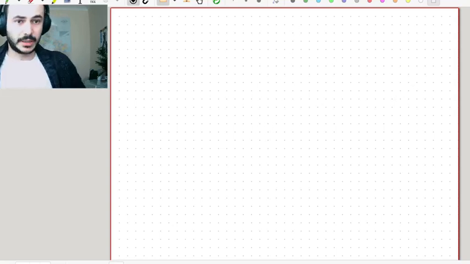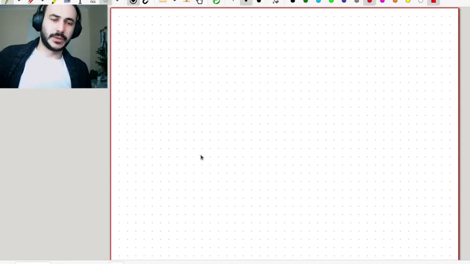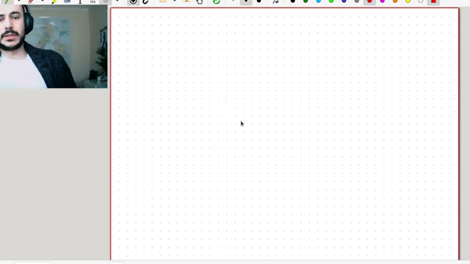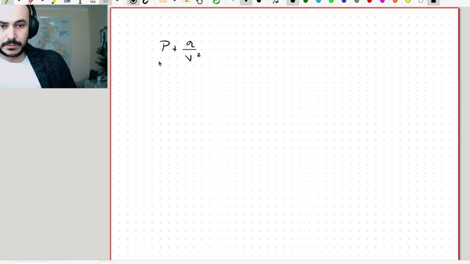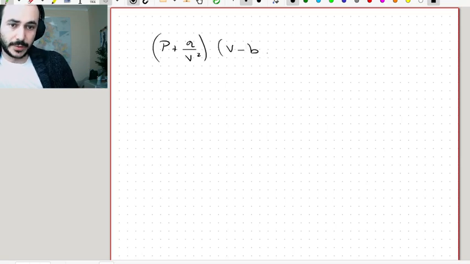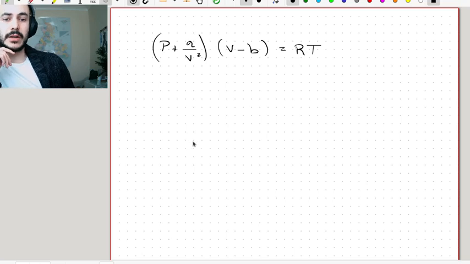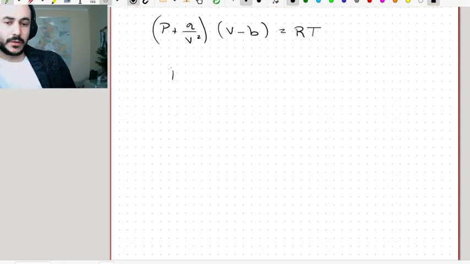Alright, so let's start exploring these phase transitions, okay? And to do that, what I'm going to start doing is drawing the isotherms of a van der Waals gas. So just remember, the van der Waals equation of state is like this, where we have the correction to the pressure due to the internal interactions, and we have the volumetric correction due to the finite size of the particles equals RT.